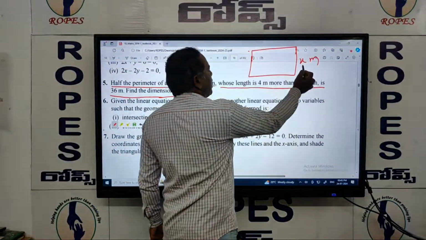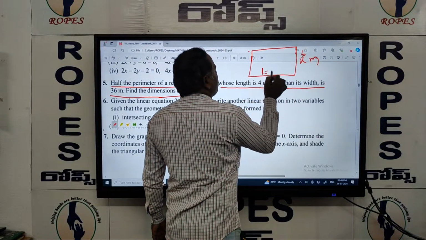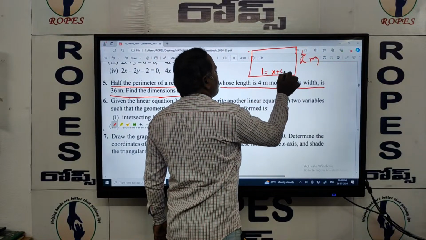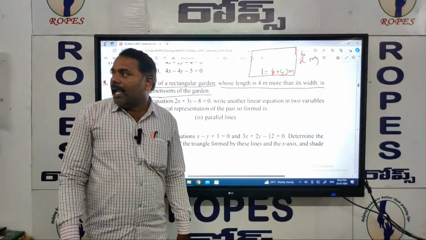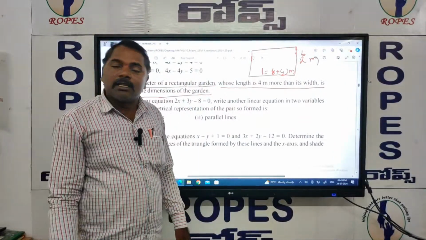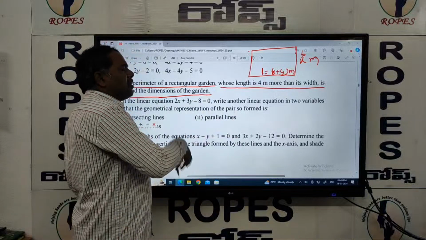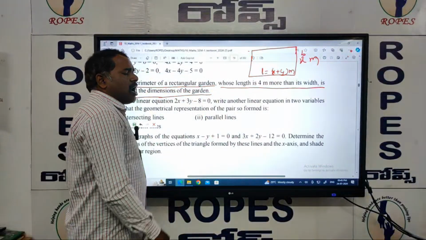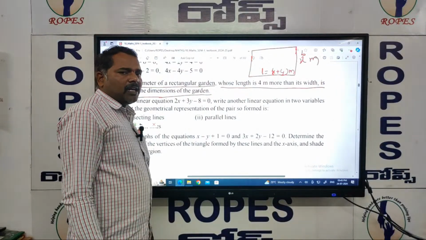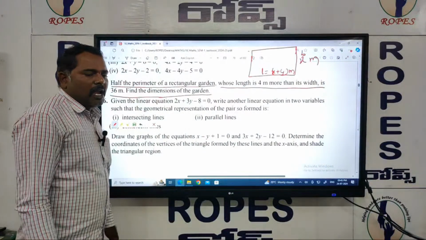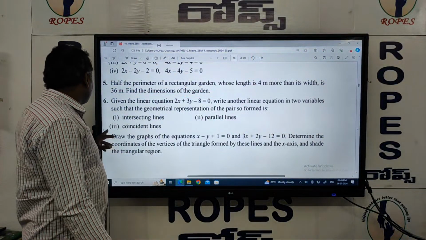So now I am taking breadth as x meters, and length, 4 meters more, means x plus 4 meters. Now here we can write half of the perimeter. They have not given the full perimeter. Perimeter of the rectangle is 2 into (L plus B), and half of the perimeter they have given is 36 meters. Now how to solve this one?